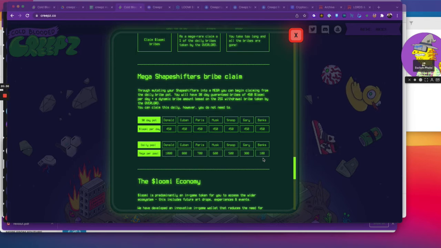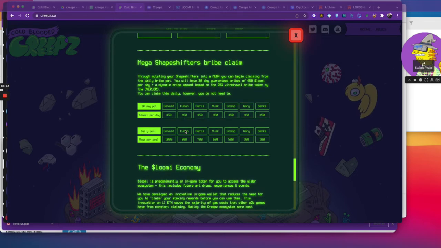Okay, so Trump actually generates a little bit more than the... Yeah, so there's 1,000 of these. Okay, so this is based on the bribe pool. Okay, so 25% of all the withdrawals of Lumis goes into the bribe pool, and you get a percentage of that. So we can work it out basically.